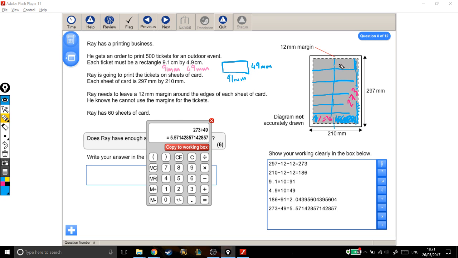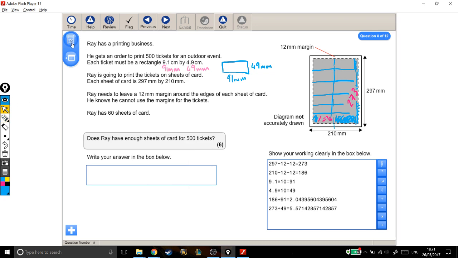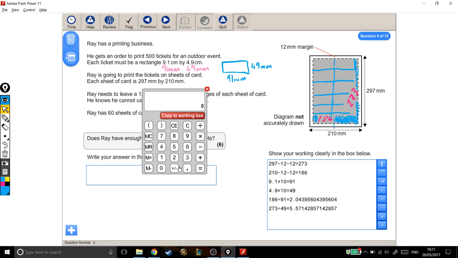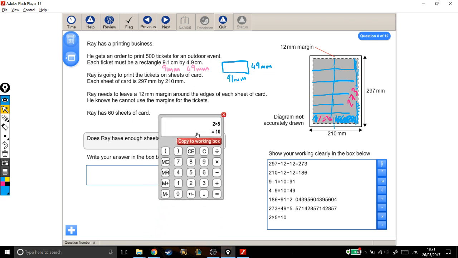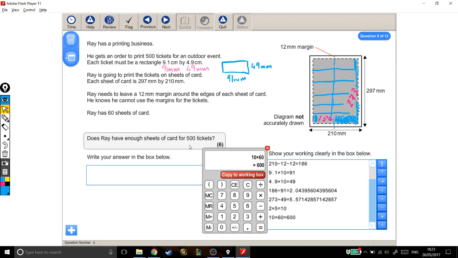Okay, so if I can get two across and I can get five high, then I can work out how many tickets this piece of card can fit on it altogether by saying there are two columns of five tickets, so altogether that's 10 tickets. So, in summary, on this piece of card we can get 10 tickets. Now, how many tickets does he want? He wants 500 tickets, and he has 60 sheets of card. So let's work out how many tickets he can make with 60 sheets of card. Each sheet of card can fit 10 tickets on it. So 10 tickets on every one of 60 pieces of card means he's got enough card for 600 tickets, and he only wants to make 500. So does he have enough sheets? Yes, he does. Good stuff.